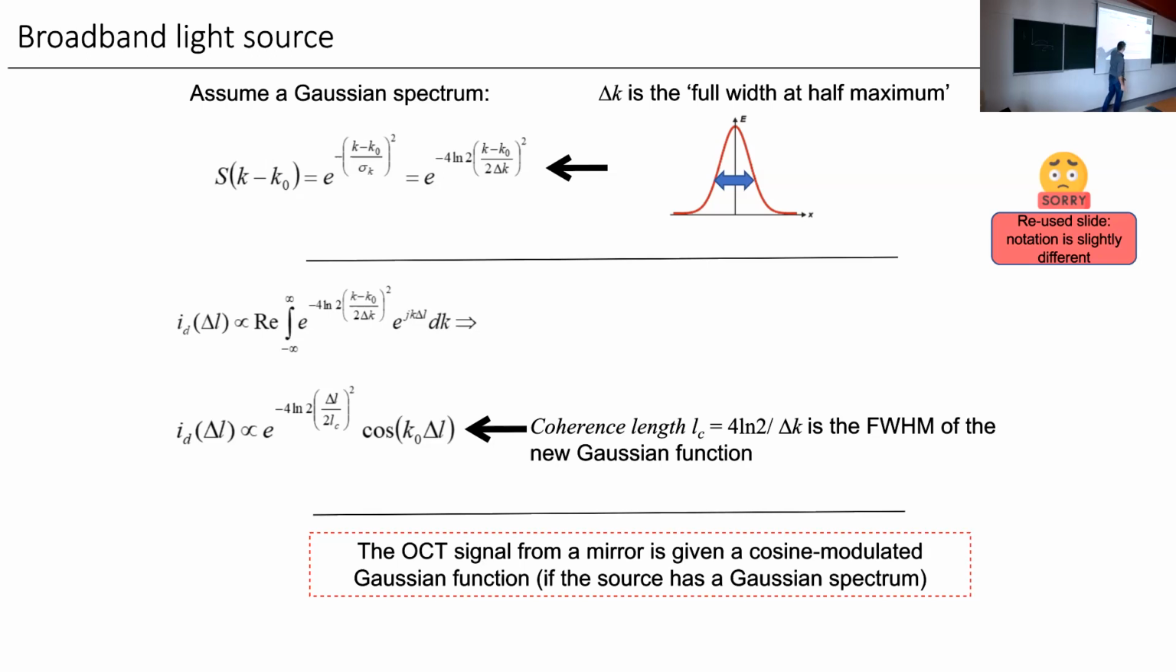The result is again a Gaussian function, which is modulated by this Gaussian. This is the envelope of the signal that I will detect. It is a function of delta L, the difference between the path lengths, and it has a certain width, which is called the coherence length. The coherence length is the full width at half maximum of this new Gaussian function. So the OCT signal from the mirror, when I illuminate this interferometer with the broadband Gaussian light source, is again a cosine modulated Gaussian function.